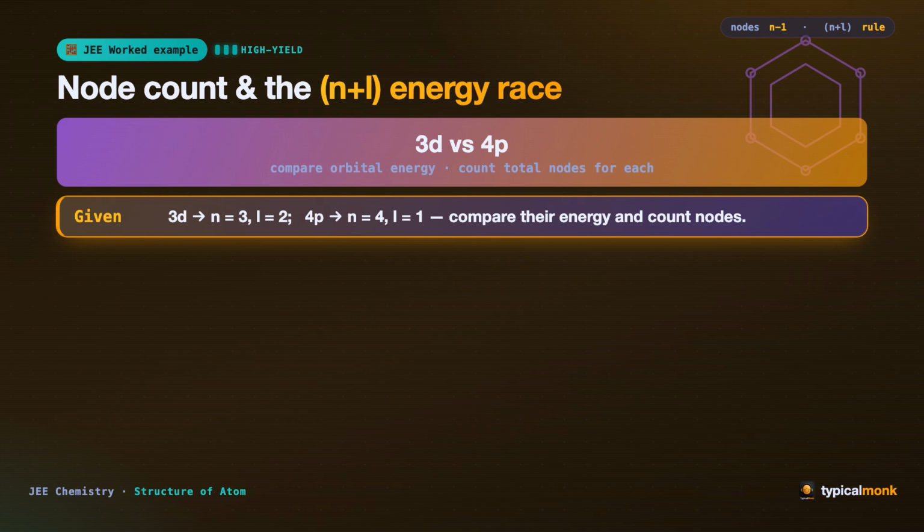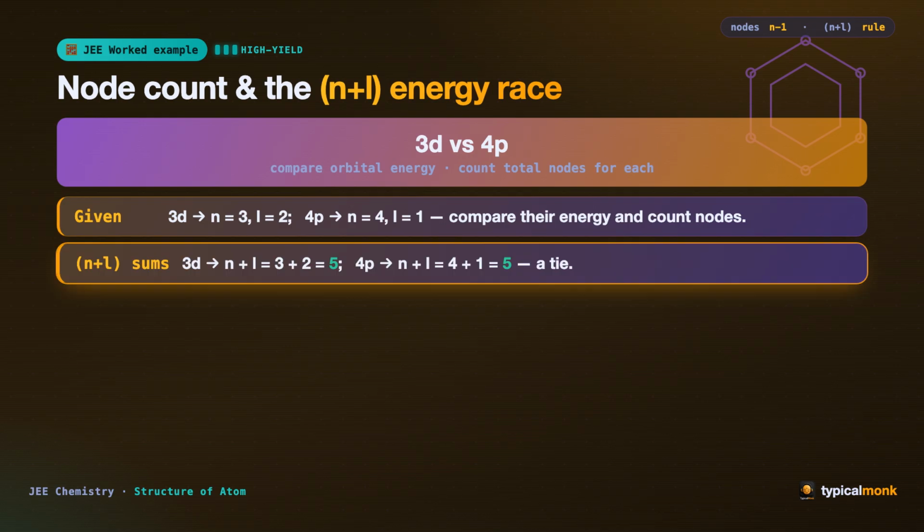For 3d, n is 3 and l is 2. For 4p, n is 4 and l is 1. We must compare their energy and count the nodes in each. Step 2. Add n and l for both. 3d gives 3 plus 2, that is 5. 4p gives 4 plus 1, that is also 5. The two sums are exactly equal, a tie.